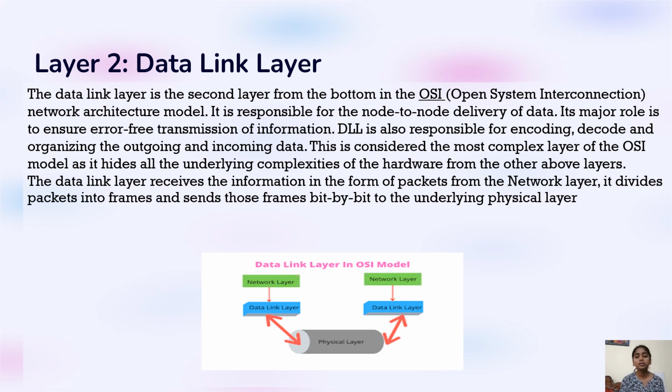This is considered the most complex layer of the OSI model as it hides all the underlying complexities of the hardware from the other layers above. The data link layer receives the information in the form of packets from the network layer. It divides packets into frames and sends those frames bit by bit to the underlying physical layer.